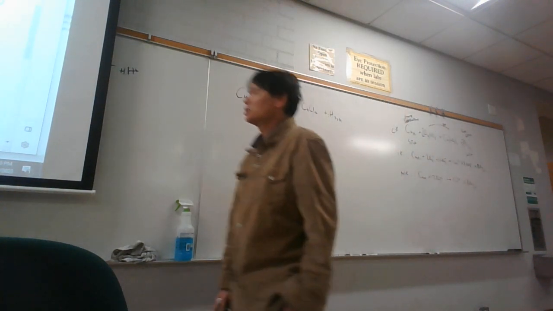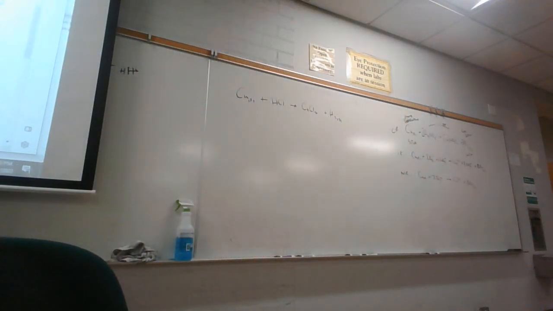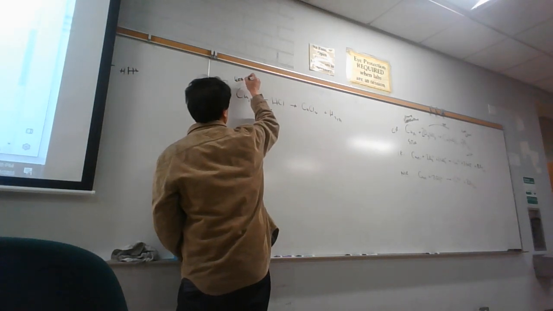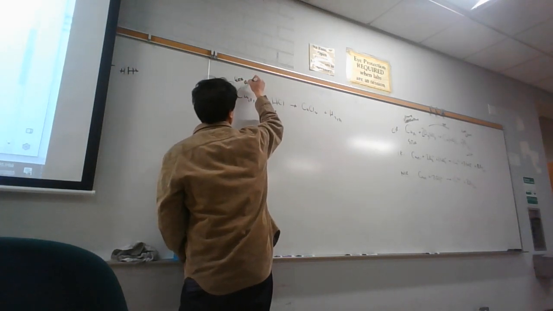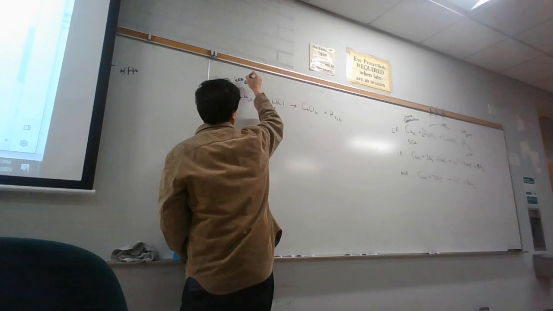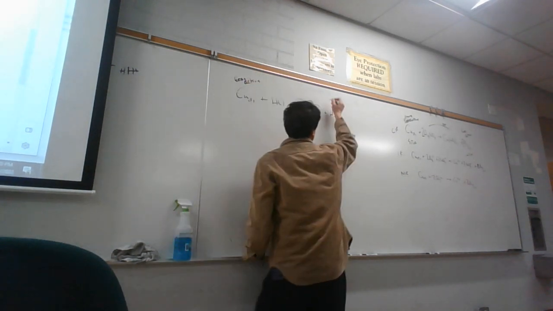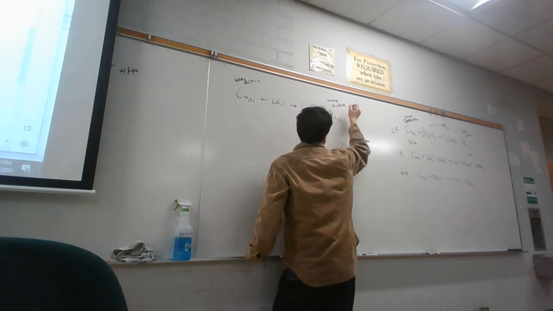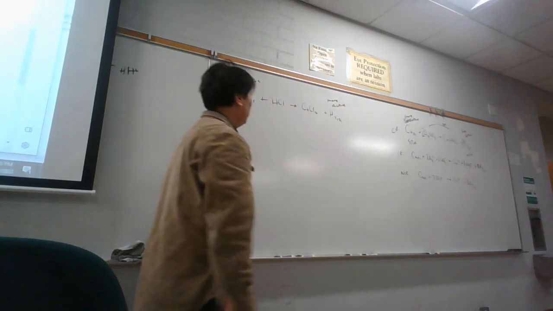All right, then we could check copper versus hydrogen in the activity series. And we can see that hydrogen is more active than copper. So we're going from less active, which is more stable, to more active, which is less stable.